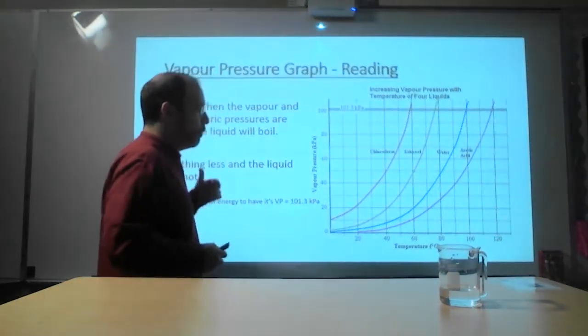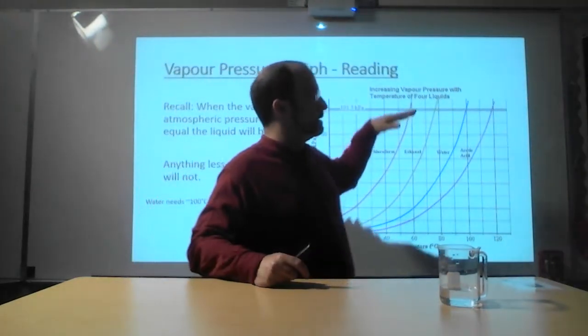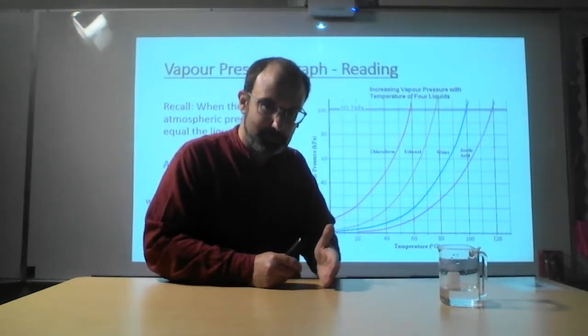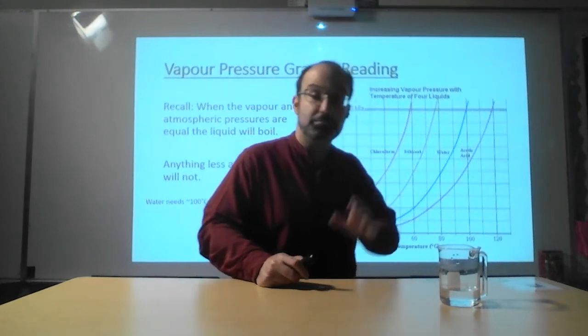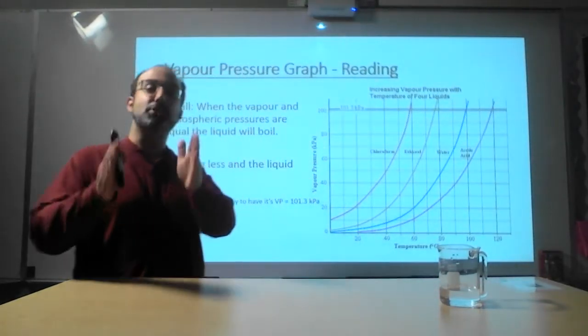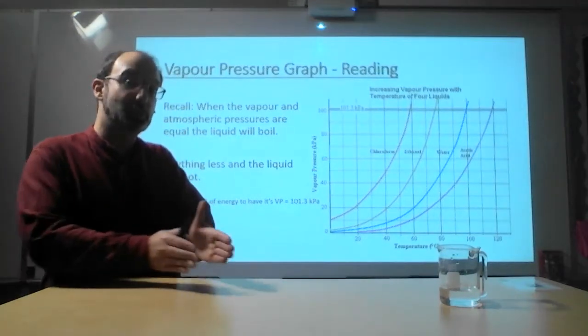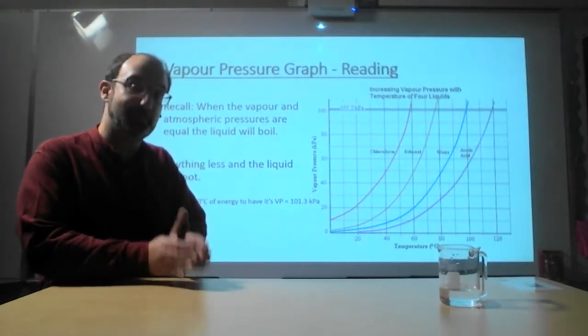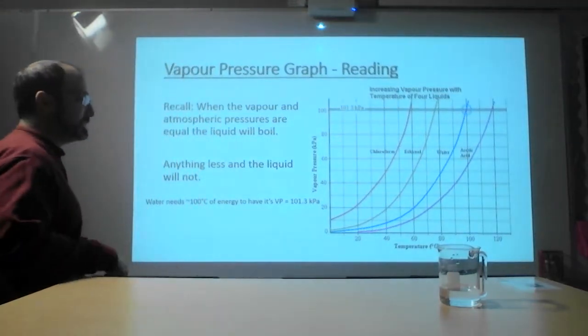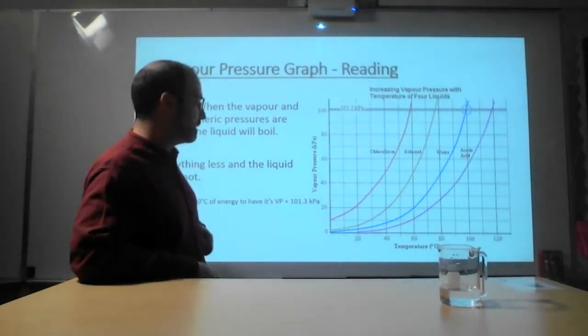Either way, when the curved line touches that flat line, that's when boiling happens. And the shape of these curves totally depends on the material itself. Each material has its own curve, its own shape. It's always the same for that material. So at that spot right there, water boils.